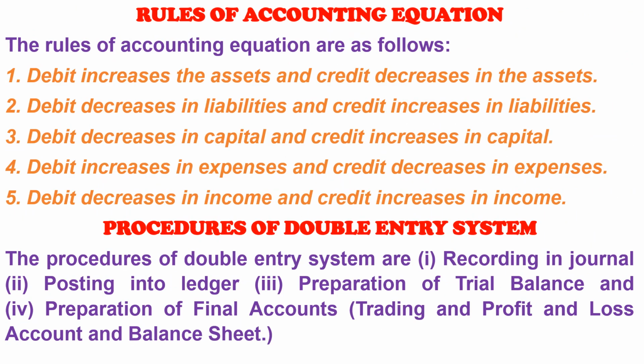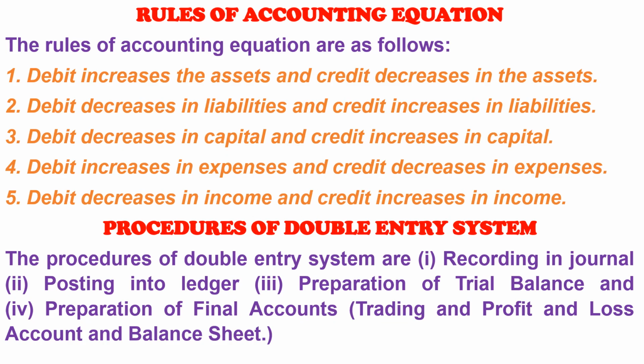Rules of accounting equation. The rules of accounting equation are as follows. 1. Debit increases the assets and credit decreases the assets. 2. Debit decreases liabilities and credit increases liabilities. 3. Debit decreases capital and credit increases capital. 4. Debit increases expenses and credit decreases expenses. 5. Debit decreases income and credit increases income.